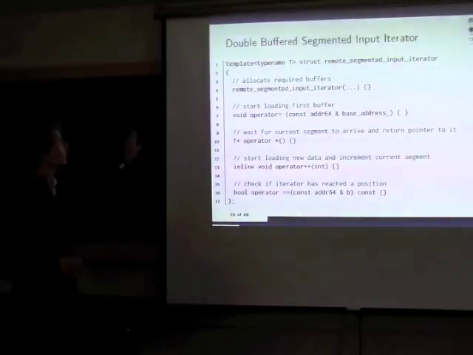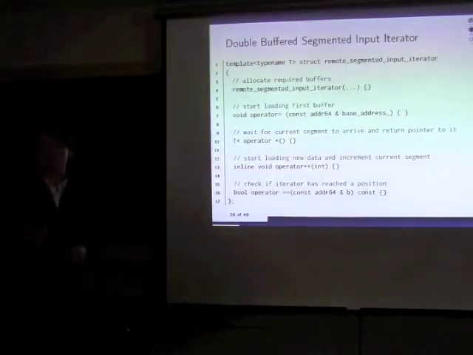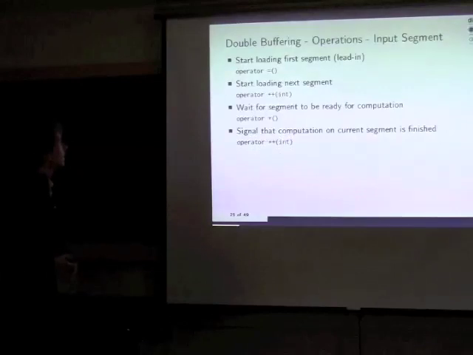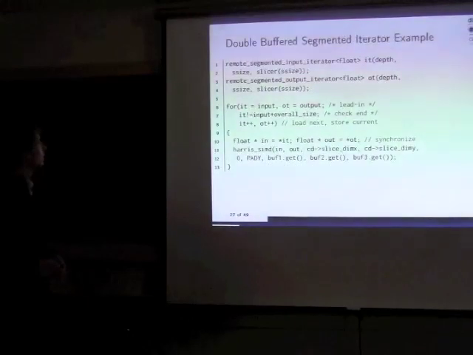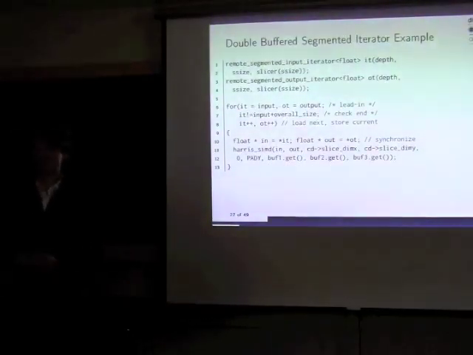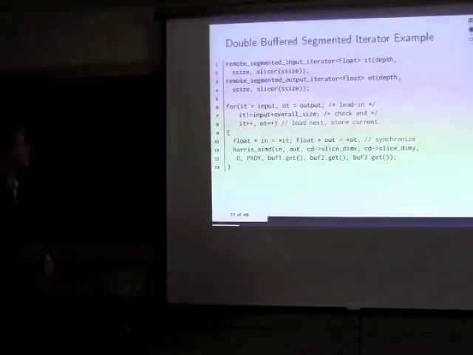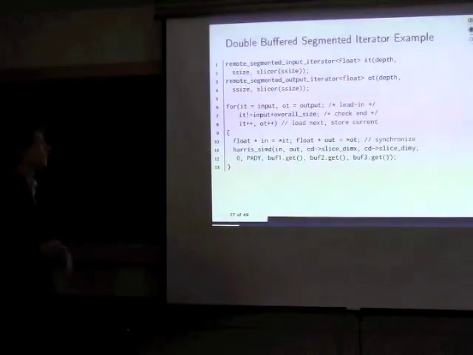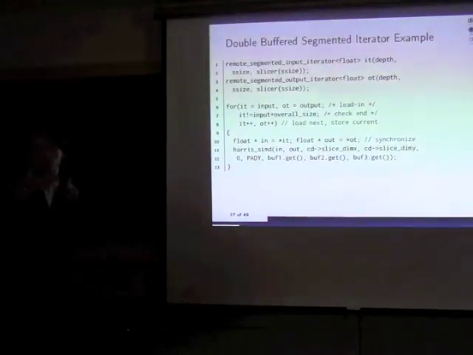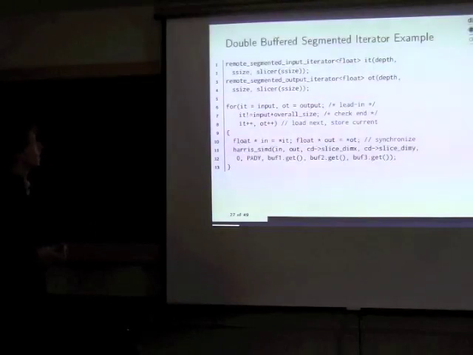So we wrote an input iterator, and we wrote another output iterator. We used them to rewrite this lengthy code, and lo and behold, it looks like this. Very simple. We create a remote segmented input iterator. We say we want to operate on floats. We give a depth. The depth is the number of buffers we use. Like if we do double buffering, we say we want to use two buffers, and we switch between two buffers. We can also use three or seven if we think that's an advantage.